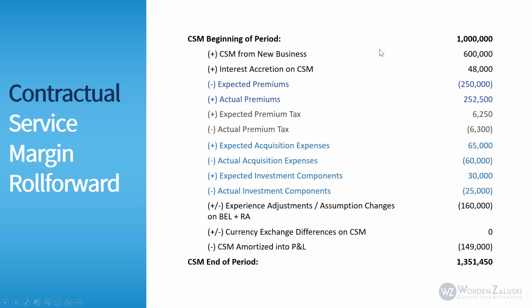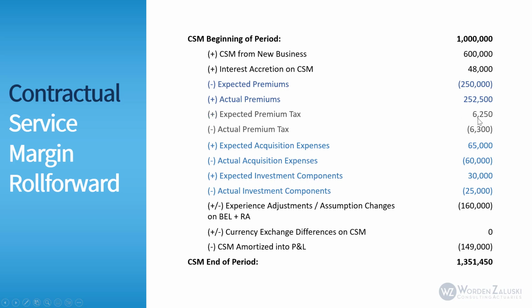In the period, we wrote some new business, and that generated CSM from new business. So that increased our CSM by $600,000. Also, we're going to accrete interest on the CSM using the locked-in discount curve for that group. And in this case, it's going to increase the CSM by $48,000. Next, we look at the actual versus expected results on our premiums, premium tax, acquisition expenses, and investment components. So in this case, we had expected premiums of $250,000 over the period, but our actual premiums were $252,500. So that $2,500 variance is going to, instead of hitting the income statement right away, increase our CSM balance by that variance.